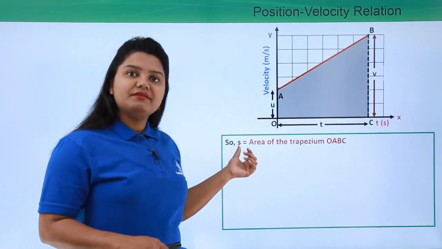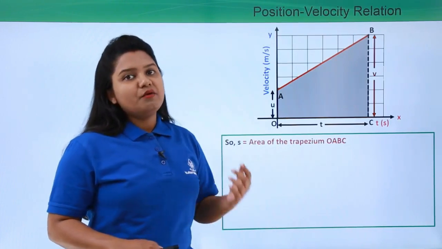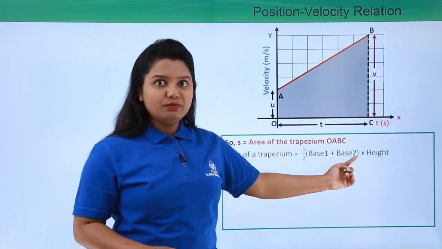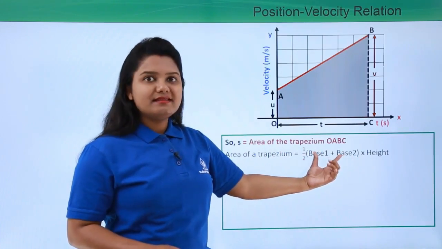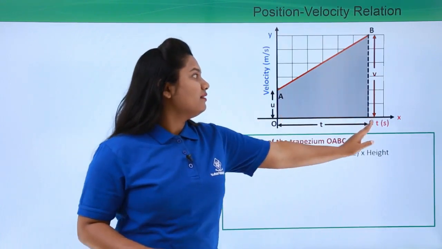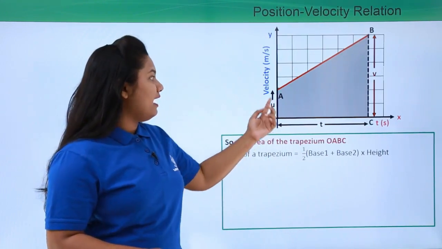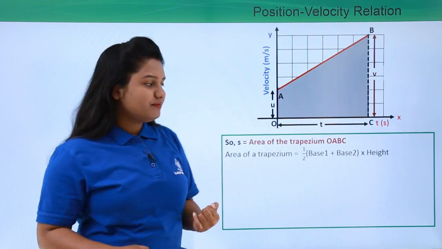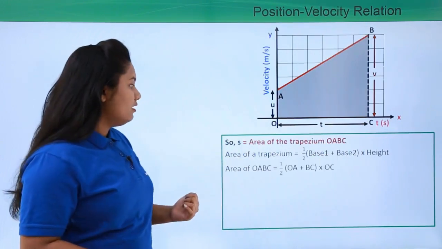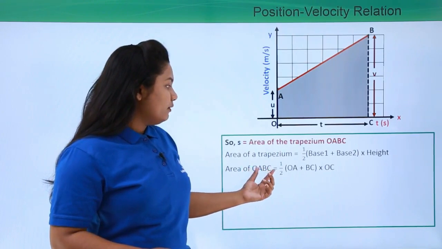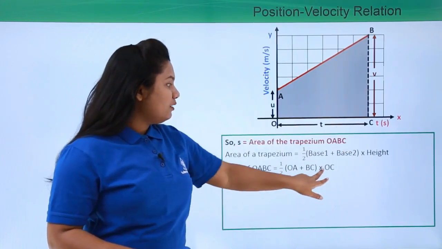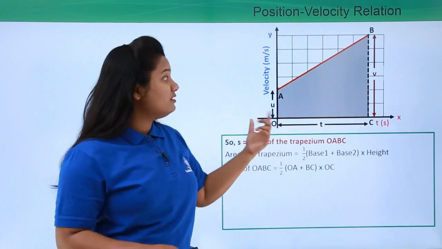So s, that is the displacement, is given by the area of the trapezium OABC. Now we know that the area of the trapezium formula is half into base 1 plus base 2 into height, where we generally take base 1 and base 2 as the two parallel sides of the trapezium, and here the two parallel sides are OA and BC respectively. So we will be taking OA as base 1 and BC as base 2, and the height of the trapezium is given by the length OC. So area of the trapezium OABC equals half into base 1, which is OA, plus base 2, which is BC, into OC, which we have taken as the height of the trapezium.